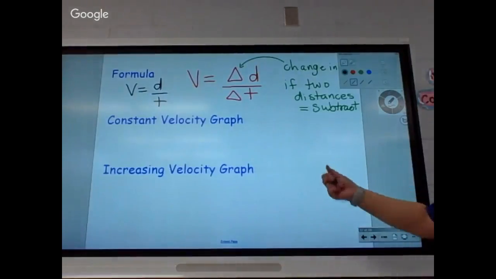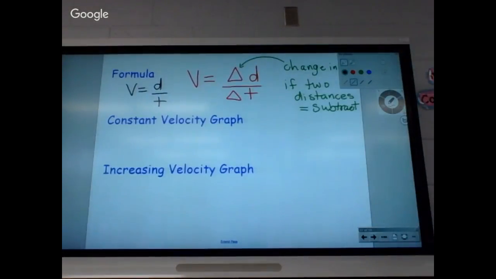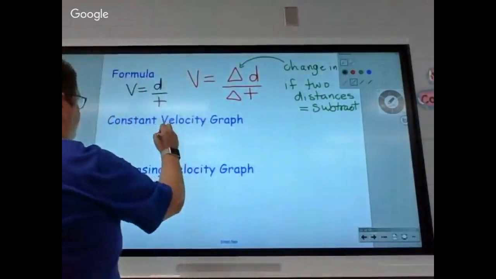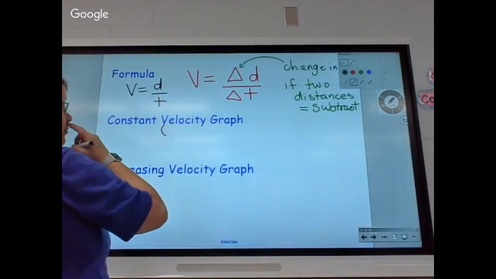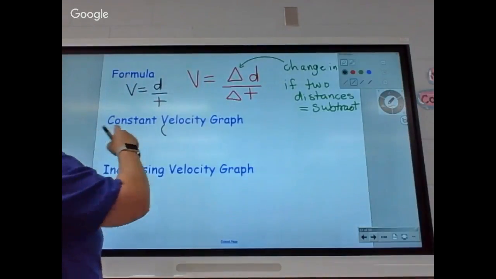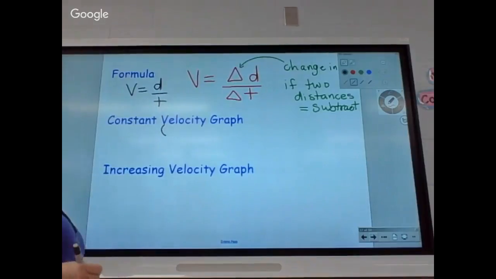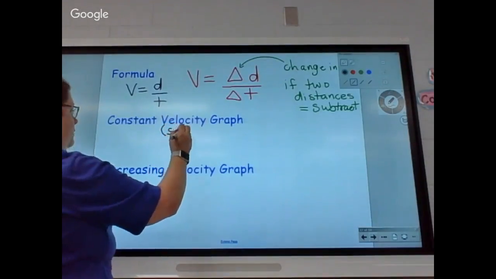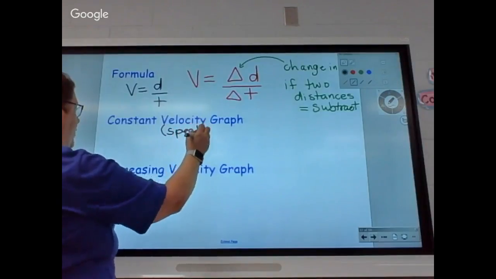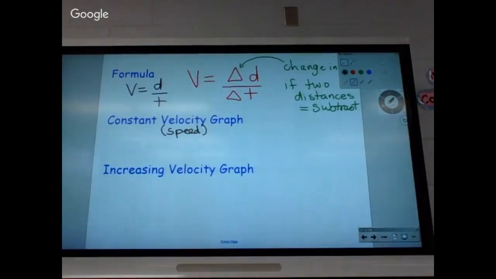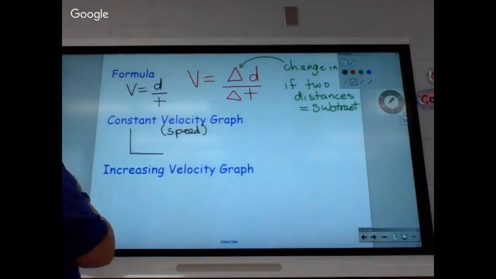Now, we want to draw a constant velocity graph. Constant velocity is the same as saying constant what? Constant speed. So how did we draw this last week?